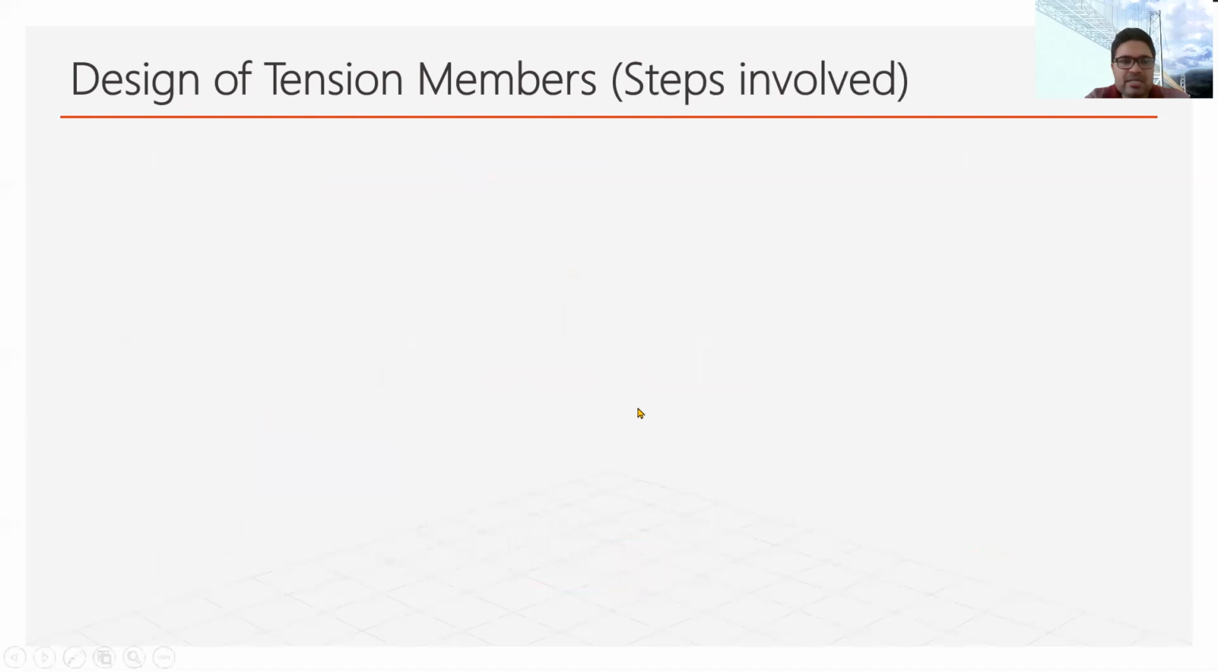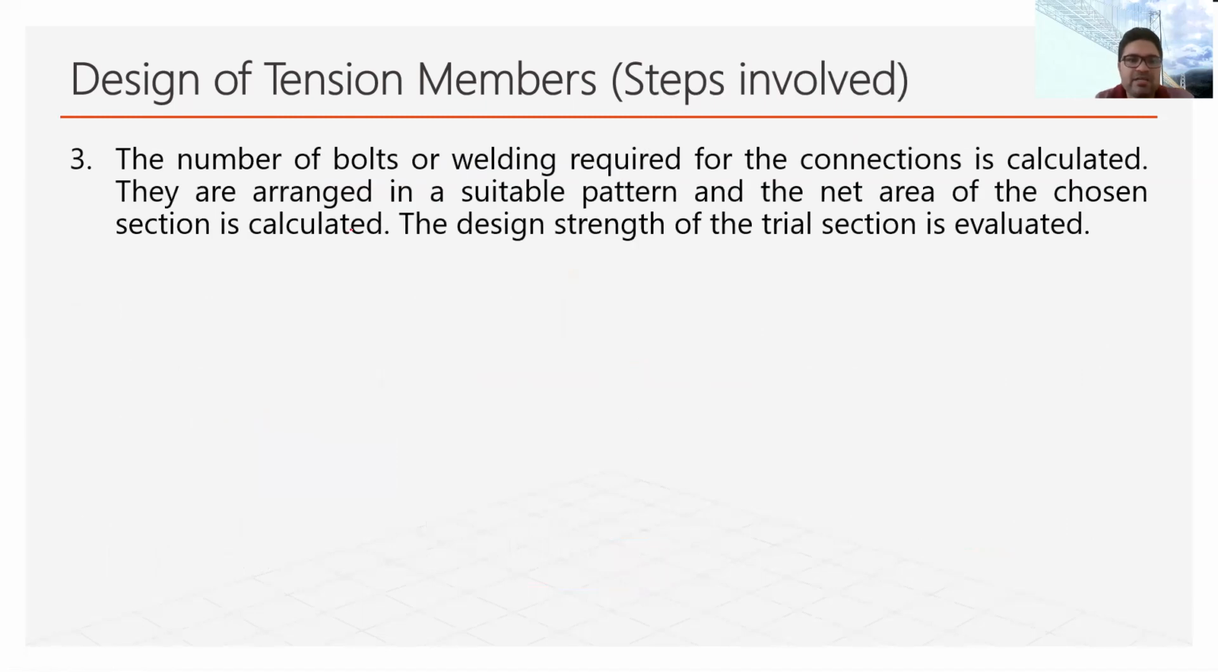Then in the next step, we will find the number of bolts required, or if we are using welding, then we will need to find the welding length for the connection, and then arrange it in a suitable pattern. Whether it is a zigzag pattern or a chain pattern, we will decide that, and once we provide that, we will analyze the design strength of the trial section.